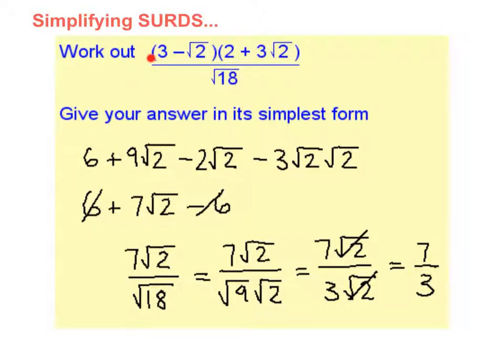Work out (3 minus root 2) multiplied by (2 plus 3 root 2), divided by root 18, and give your answer in its simplest form. So if we start off by multiplying out the numerator, 3 multiplied by 2 is 6.